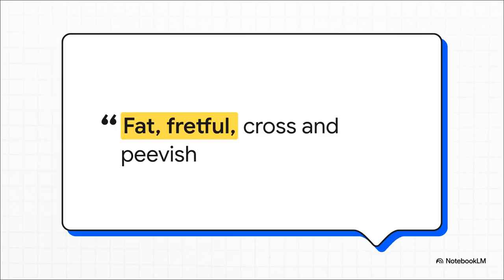And here is a perfect example of what that looks like. The description for the remedy antimonium crudum isn't a disease at all. It's a type of person. Fat, fretful, cross, and peevish. I mean, you can almost picture someone in your head right now, can't you?